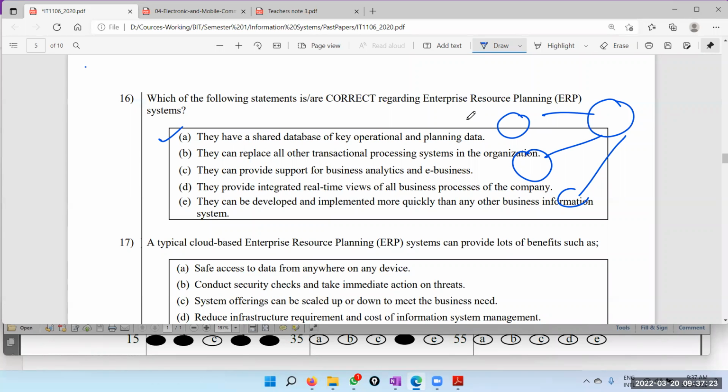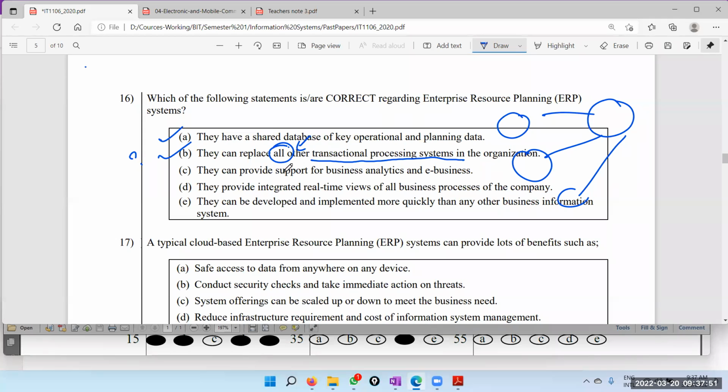They can replace all the transactional processing systems in the organization. Of course, we can't say all, but yes, that is our target. Replacing all the things, we implement ERP, at least the transactional processing systems. But all is really a very extreme answer. Anyway, let's take it. I don't know whether the examiner will not take this because of the word all, but let's say it's used as a general term.